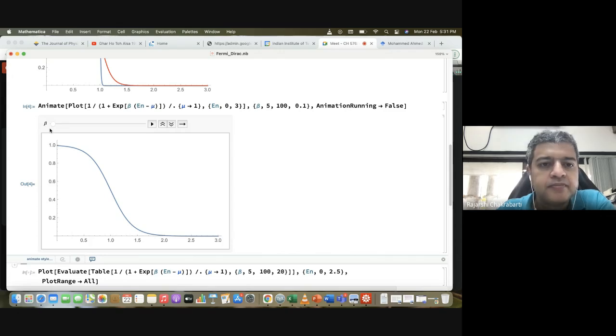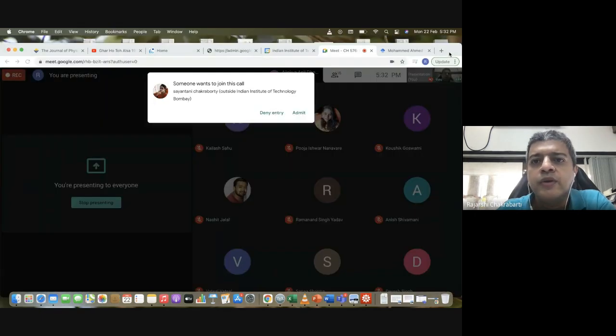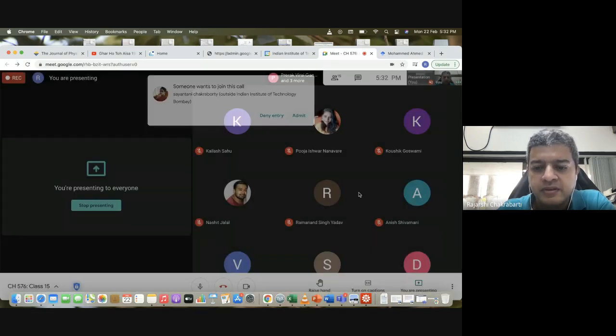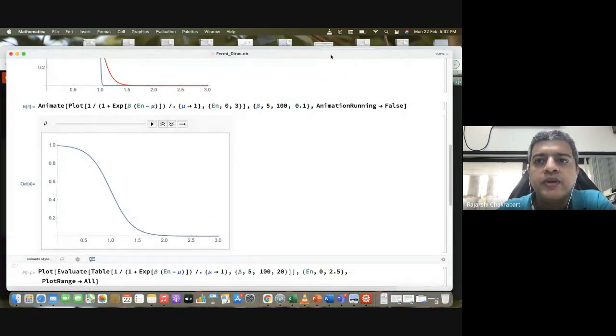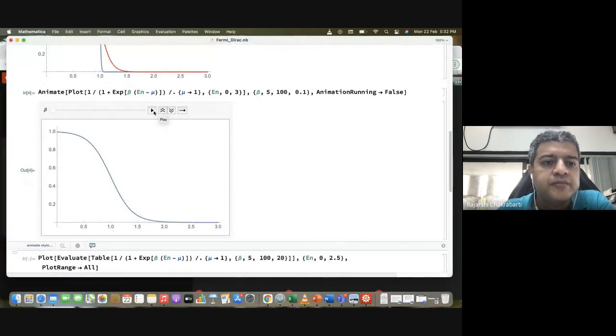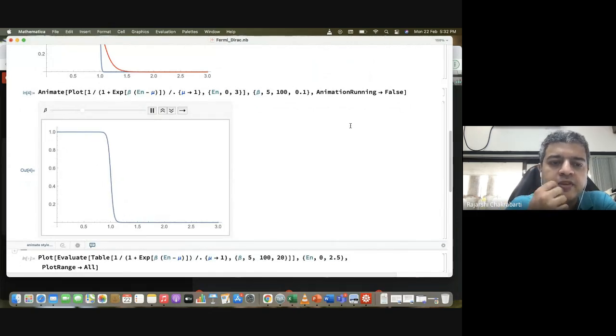So let me play this. This is at some high temperature. Now I'm lowering the temperature, increasing the beta. Beta is 1 over k_B T. And this is what you expect. When you lower the temperature, you expect this. This is fine?